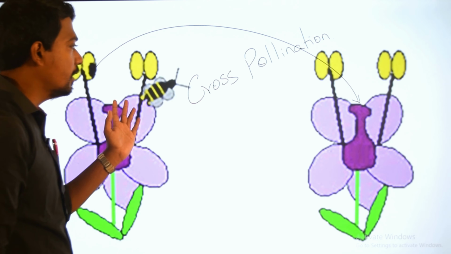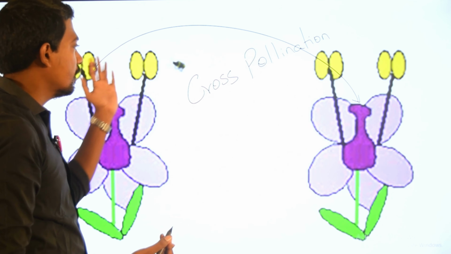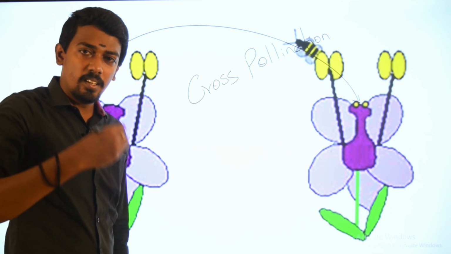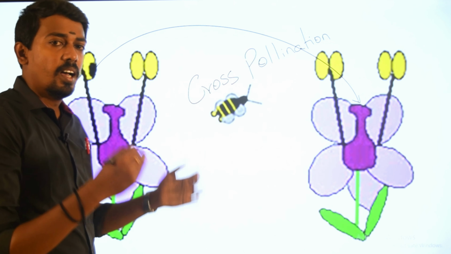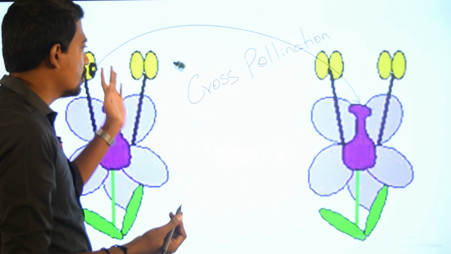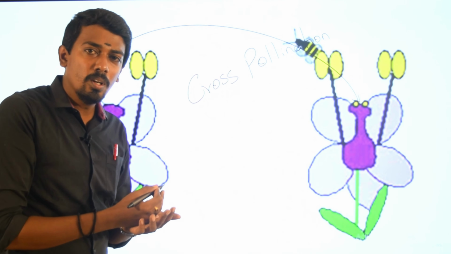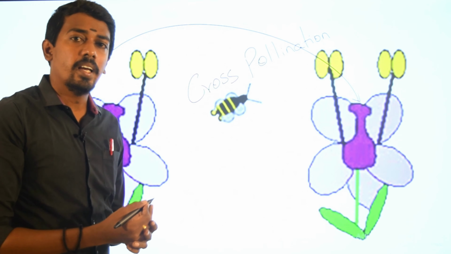So this pollination, whether it is cross-pollination or self-pollination, the act of transfer is enhanced either naturally or by an insect or even birds or even mammals and human beings. Such organisms that are involved in the process of pollination are called pollinating agents.